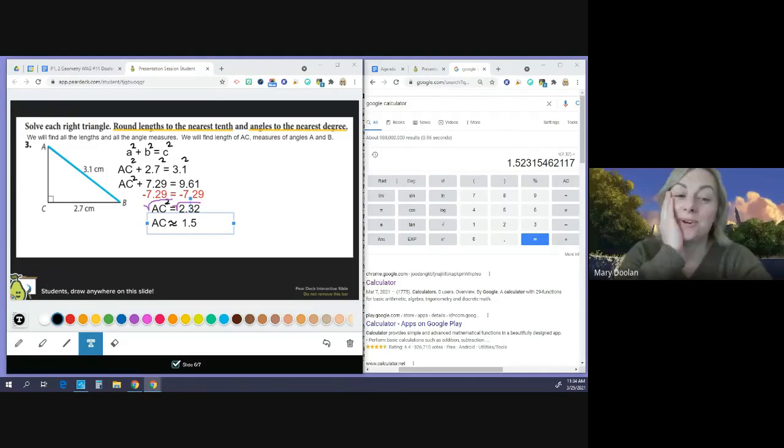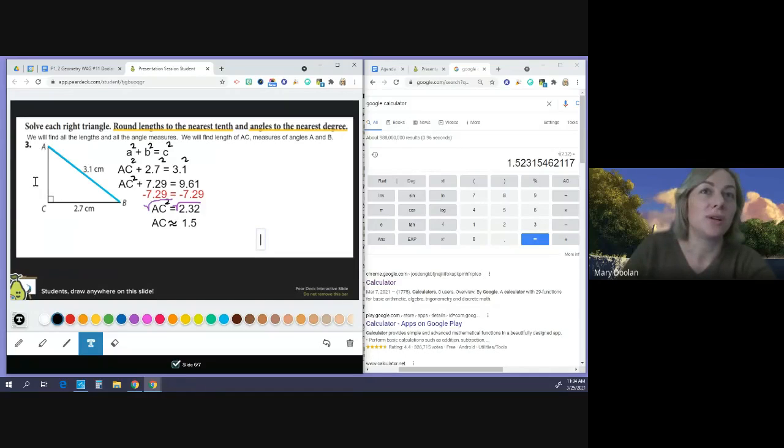Any questions on why we rounded the way we did? Anything about what we did here? Okay, so we figured out what AC is. The length of AC is about 1.5 centimeters.